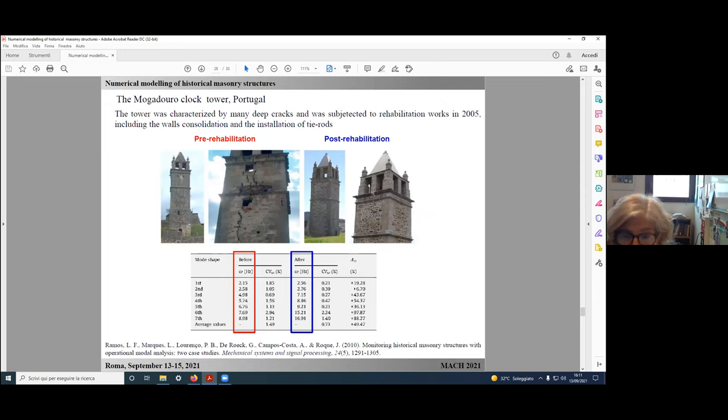And you can see that after the rehabilitation, there is a strong increase in the frequency values. And this fact reflects the actual state of the tower. I mean, a lower stiffness structure with many cracks before rehabilitation and a higher stiffness structure with no cracks after rehabilitation.